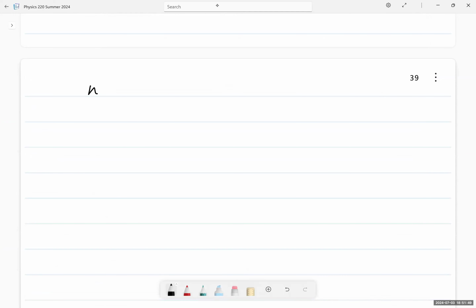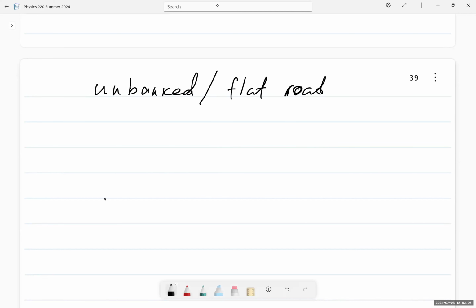So let's start with unbanked, which in a way means a flat road. So imagine, let's say this is part of a road. It's flat like this, and you have a car driving on this flat road. Everything is at ground level.